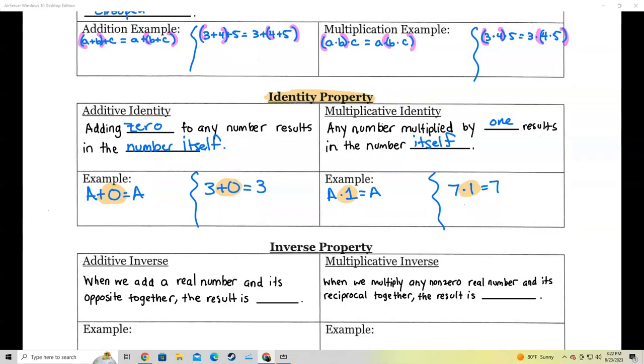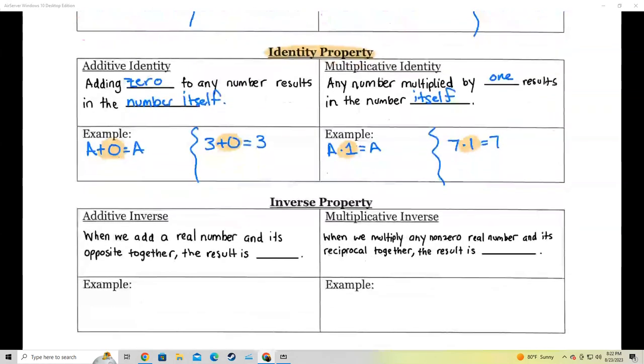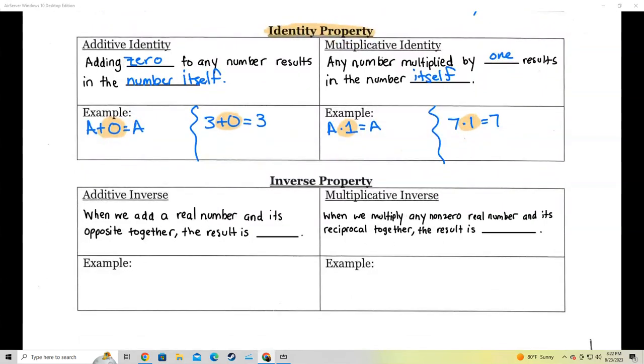All right, that takes care of identity property. We got one more property to go, and that'll take care of all the properties that we're going to be focusing on this lesson. All right, so the last one is inverse property. Inverse property states when we add a real number and its opposite together, the result is... When I say opposite, like for example, the opposite of 4 is negative 4. What happens when I add a 4 and a negative 4? Well, I get 0. So that's exactly what's going to happen here.